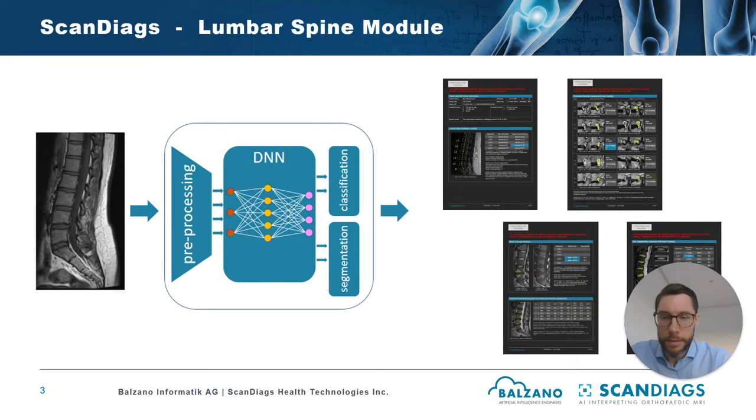ScanDiags is a service running in the background as a DICOM node, and with this it can easily attach to every PACS. It's fully automated and doesn't require any interaction. So as you can see here on the left side, once a lumbar spine MRI scan is sent to ScanDiags, it automatically does the analysis. It does pre-processing and a lot of neural networks do the analysis. And at the end, a PDF is automatically generated and sent back to the PACS. I'm going to walk you through this PDF in a separate document.